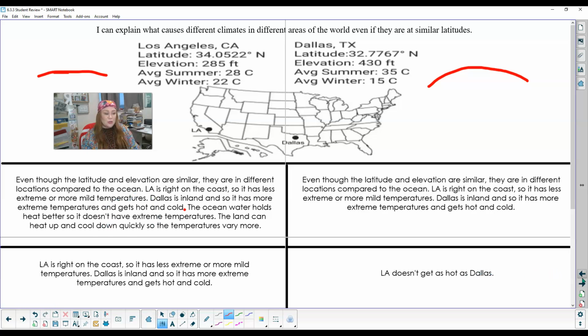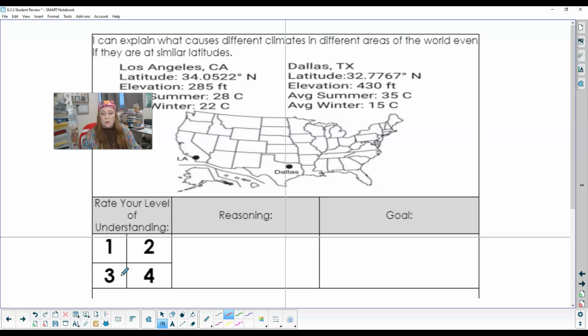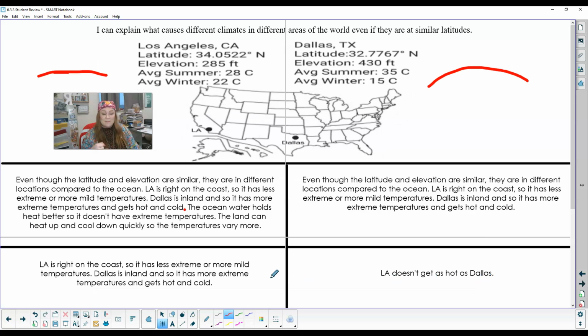So go ahead and choose which one you felt like you were closest to: 4, 3, 2, 1. What was the reason you gave yourself that grade? And then what is your goal? What are you going to do? There's a test question very similar to this. So what are you going to do your best? Do you need to make sure you go through all of the climate factors and explain them?